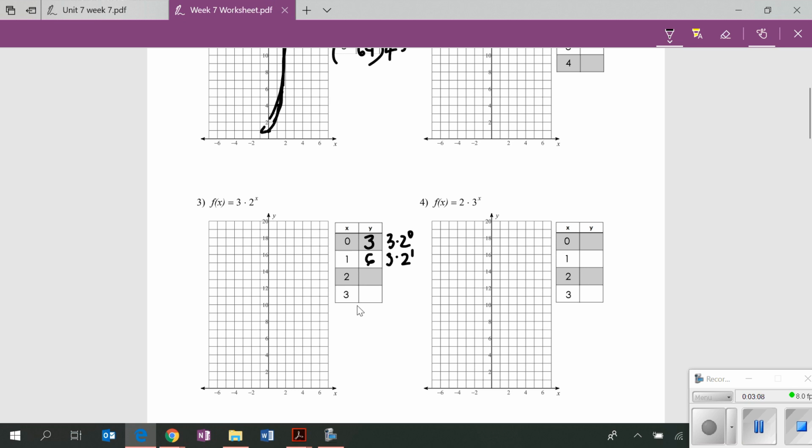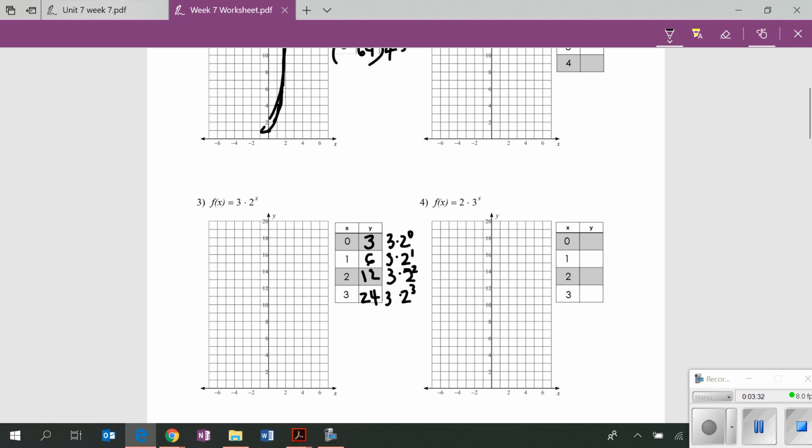And then we've got 3 times 2 to the second. 2 to the second power is 2 times 2, so we've got 4 times 3, which is 12. And lastly, 3 times 2 to the third power, which is 2 times 2 times 2, which is 8. So I've got 8 times 3, which is 24.